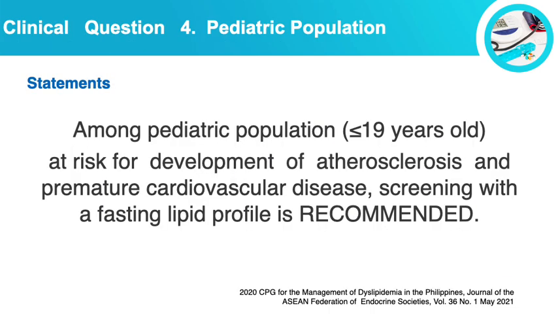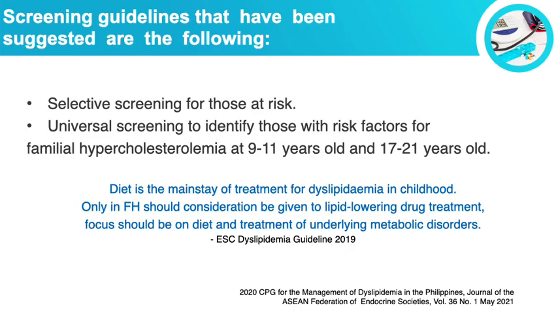The statement with regards to dyslipidemia in the pediatric population states that among the pediatric population less than or equal to 19 years old at risk for developing atherosclerosis with premature cardiovascular disease, screening with a fasting lipid profile is recommended. The screening guidelines that have been suggested are the following: selective screening of those at risk, and, as mentioned earlier, universal screening for those with risk factors at age 9 to 11 and 17 to 21.